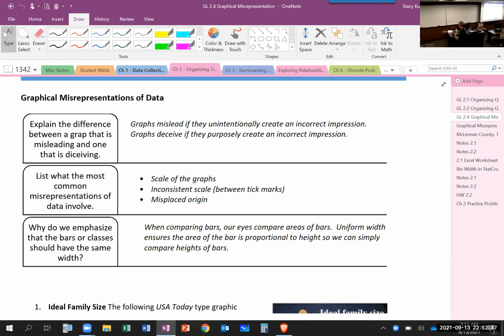One I want to pull up for y'all in just a second, after you write this down, has to address this idea of scale. So when we think about our graphs, one of the things that we can mistakenly do to misrepresent has to do with the scale of our graph: an inconsistent scale, so we don't have consistent values between our scales, and then misplacing the origin like we saw above.